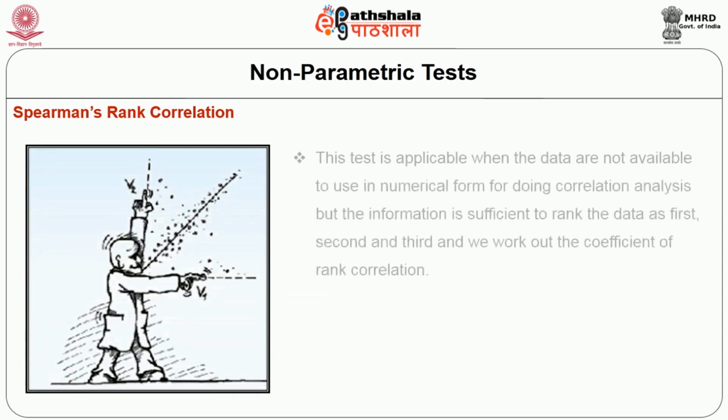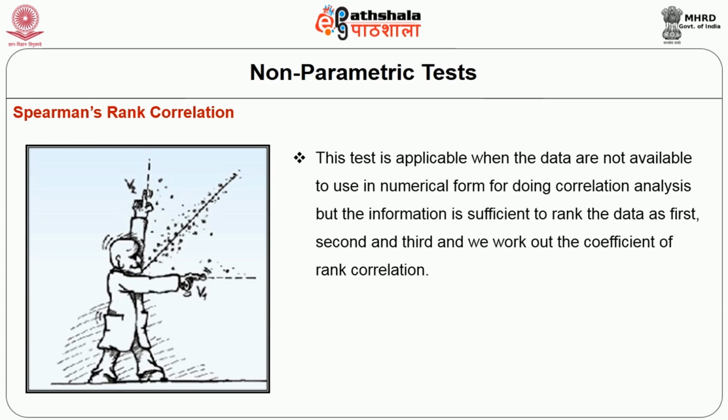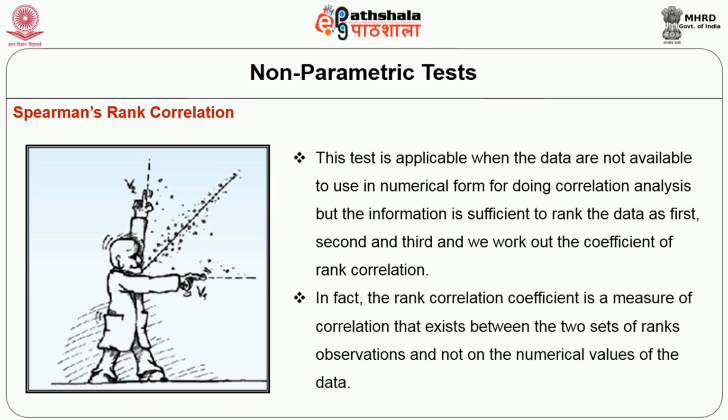The next important non-parametric test is Spearman rank correlation. This test is applicable when the data are not available in numerical form for doing correlation analysis, but the information is sufficient to rank the data as first, second and third, and we work out the coefficient of rank correlation. In fact, the rank correlation coefficient is a measure of correlation that exists between the two sets of ranks of observations and not on the numerical values of the data.